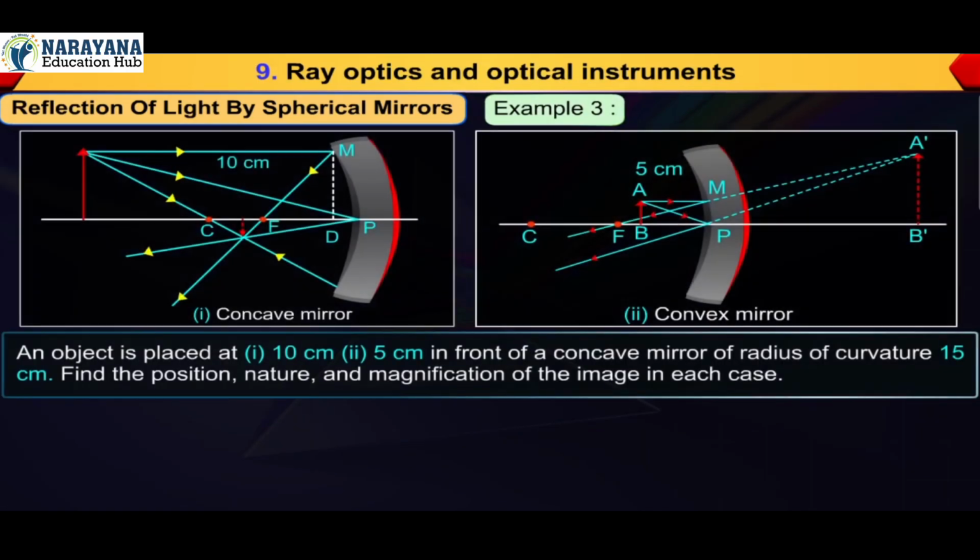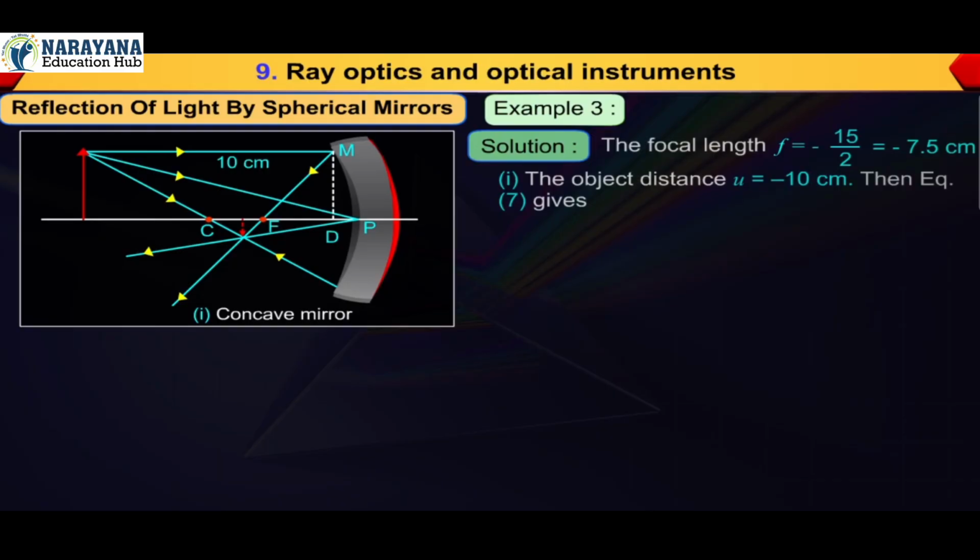Example 3. An object is placed at (1) 10 cm, (2) 5 cm in front of a concave mirror of radius of curvature 15 cm. Find the position, nature and magnification of the image in each case. Solution. The focal length f is equal to minus 15 upon 2 is equal to minus 7.5 cm. Number 1. The object distance u is equal to minus 10 cm.